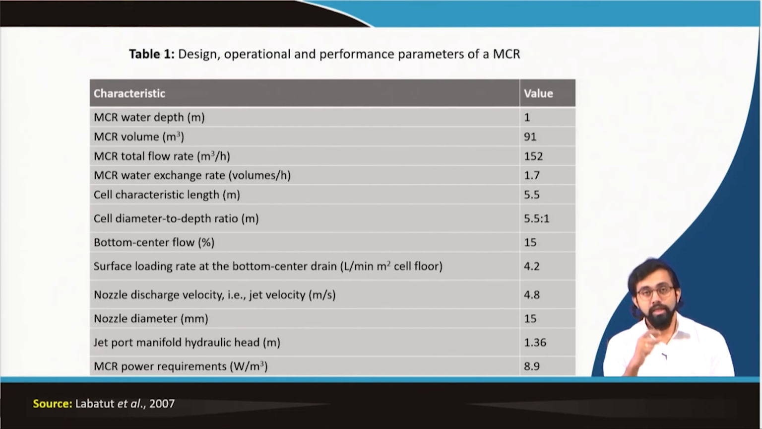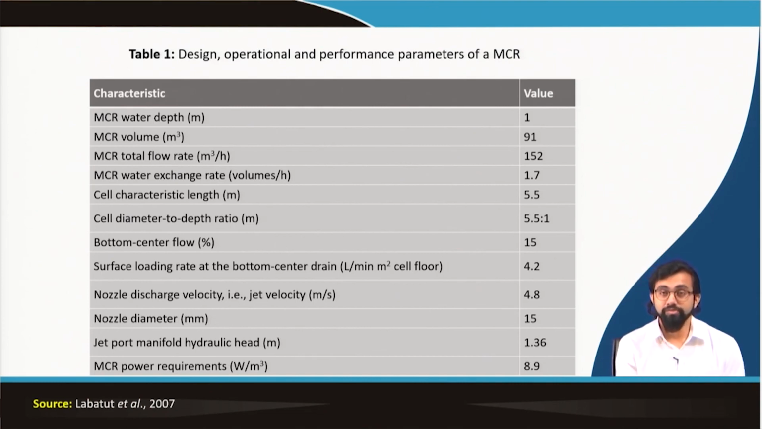One meter is the standard MCR water depth. The volume is about 91 cubic meters with a flow rate of around 152 cubic meters per hour. The water exchange rate is 1.7. The cell characteristic length is 5.5 meters, and the cell diameter to depth ratio is 5.5 to 1. These are the different parameters we need to focus on when designing an MCR.